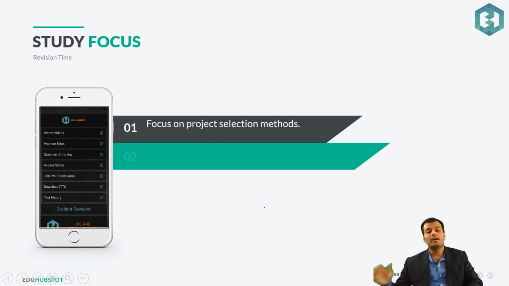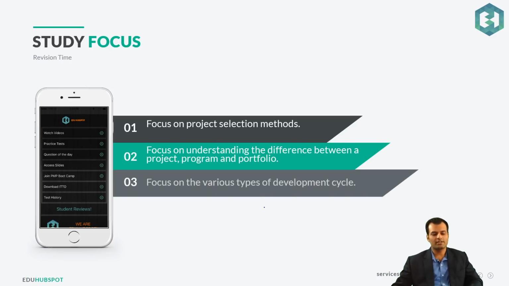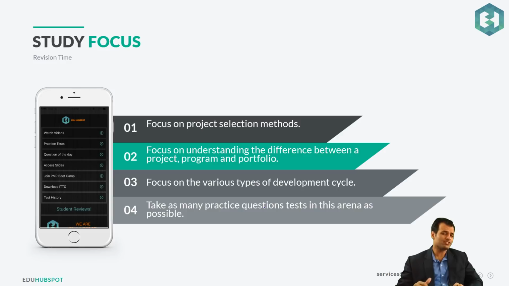Okay, so this marks the completion of your foundational terms and concepts. Let's quickly do a revision. Focus on your project selection methods, how you select a particular project, the stuff which we did just recently, very important. Focus your understanding on the difference between a project, program and a portfolio. That's important. Then make sure you know the various types of development cycles, the predictive, the adaptive, incremental, iterative, all those are also important. And as always, take as many questions as possible.